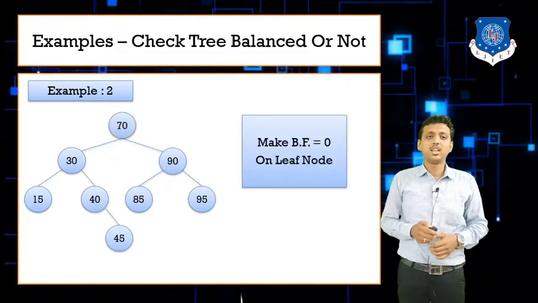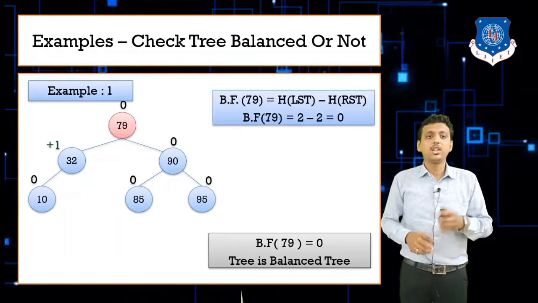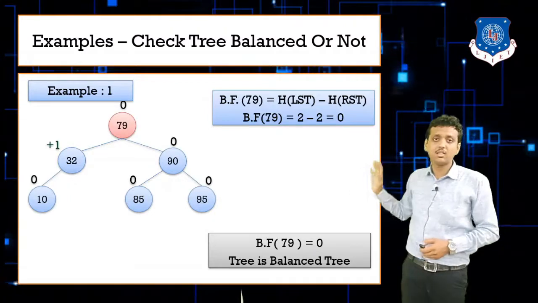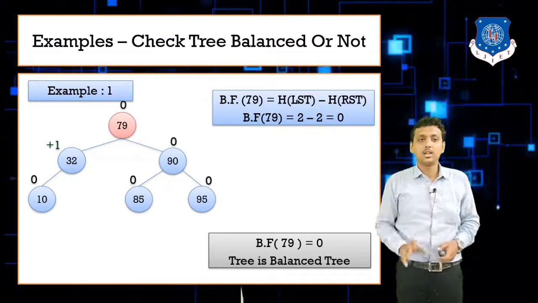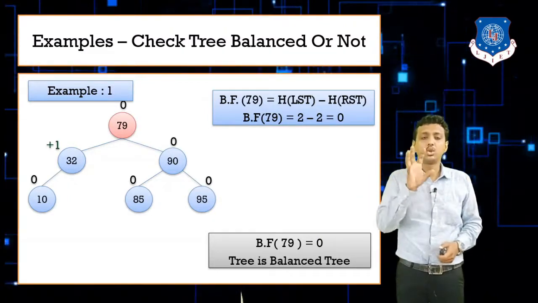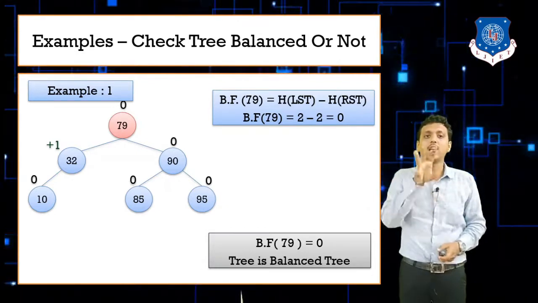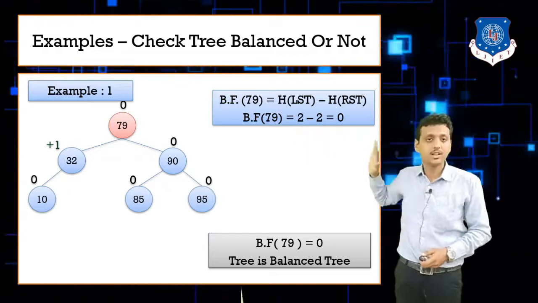Okay, so here 2 minus 2 is 0. That's why this tree is a balanced tree, because the root node contains balancing factor 0.